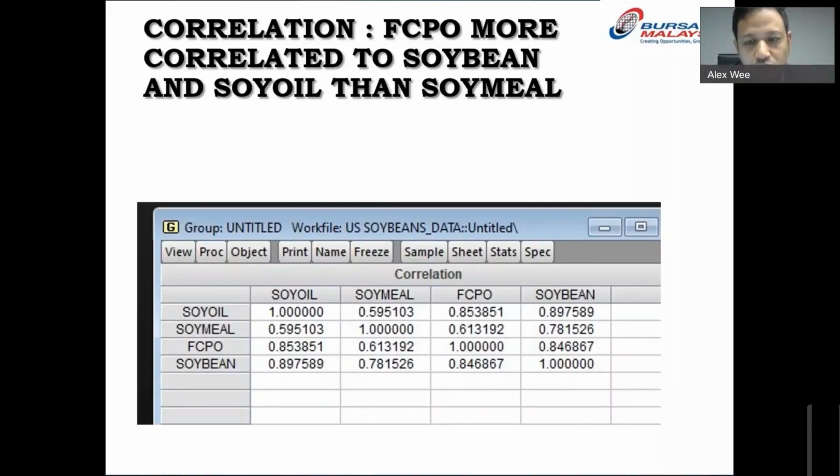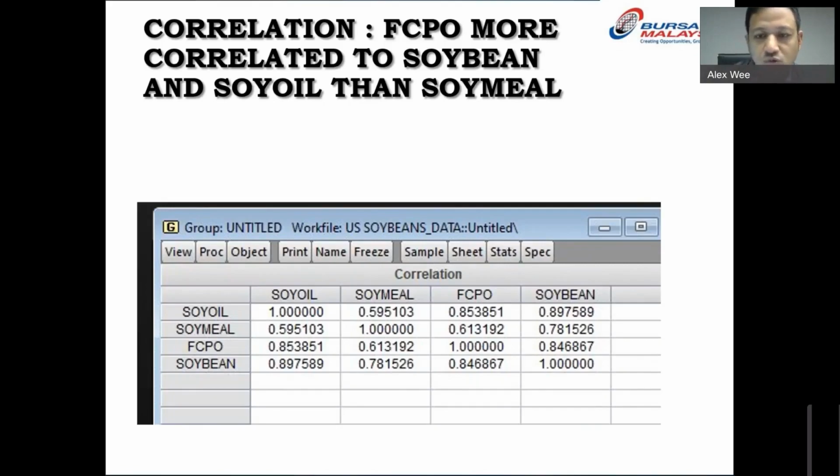For FCPO, I'll be looking at things which are intermarket correlated to FCPO, which could be soya oil, soya meal, and soya bean. You can see soya oil has a positive 0.85, a very strong correlation with FCPO. Soya meal has 0.61, also very strong. Soya bean has 0.846, very strong. So all three, soya bean, soya oil, and soya meal, have very strong correlation to FCPO. That means they could be leading FCPO, or FCPO could be leading them. We don't know, but we just know they have a strong relationship.